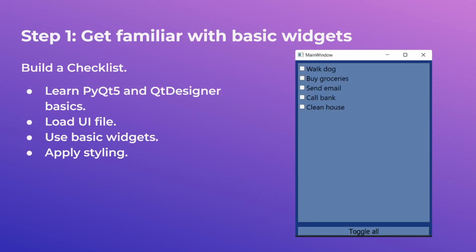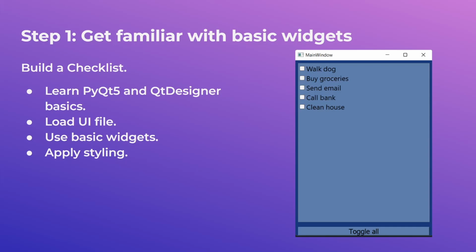The first one will allow you to get familiar with some basic widgets. So you will build a checklist, which you can have your to-dos inside of it. And through this, you will learn the basics of PyQt5 and QtDesigner. So you will learn how to create a UI with the QtDesigner tool, how you can load this UI file into Python, and how you can use these basic widgets from PyQt5 in your first application. You will also apply some styling to make it look these different colors, the blue that you see right here and maybe the font. So you will see how that goes in the first part of the video.